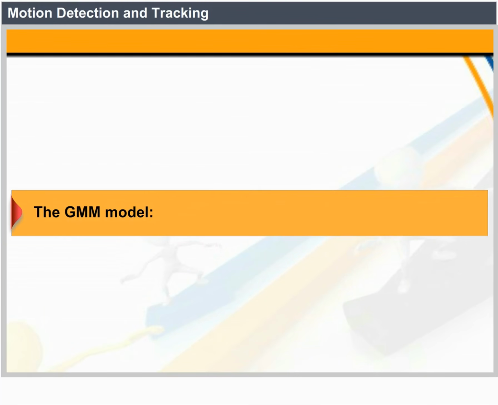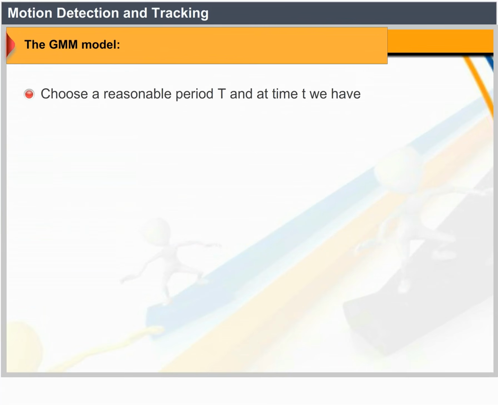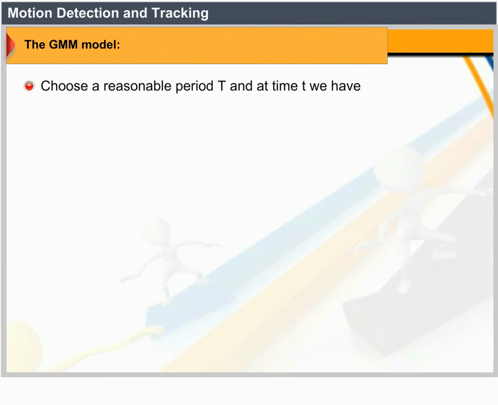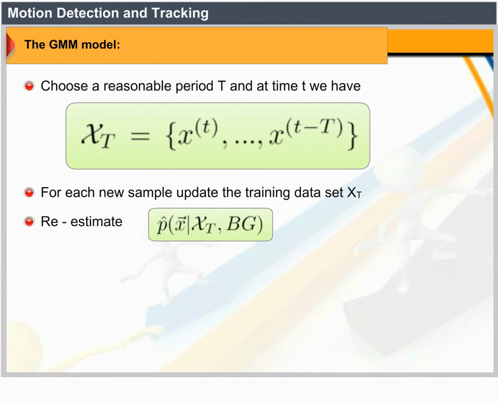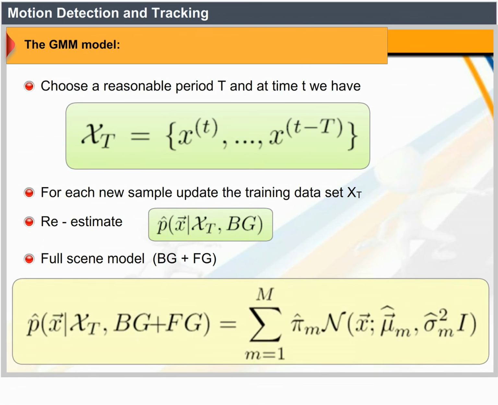The GMM model. Choose a reasonable time period T, and at time t we have chi t equals x to the power t going up to x to the power of t minus T. For each new sample update the training data set chi t. Re-estimate p cap x vector given chi t, background. Full scene model of background plus foreground is shown in the equation on screen.